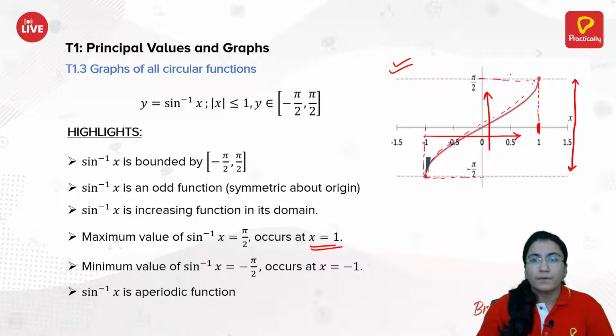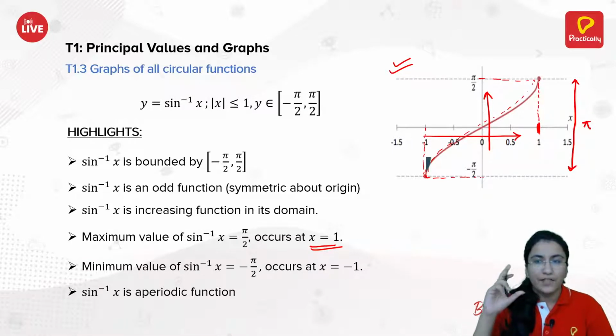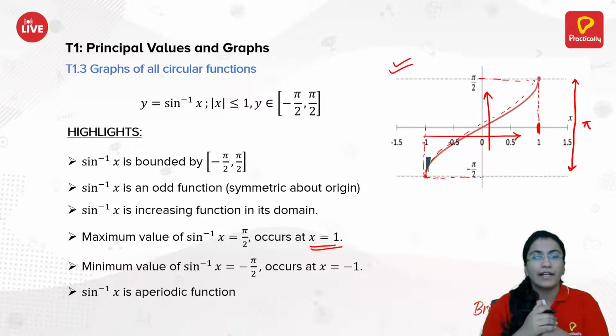The height of the graph was from minus pi by 2 to plus pi by 2. You have the graph height as pi. The complete height would be pi, right? We are just saying the height of the graph.